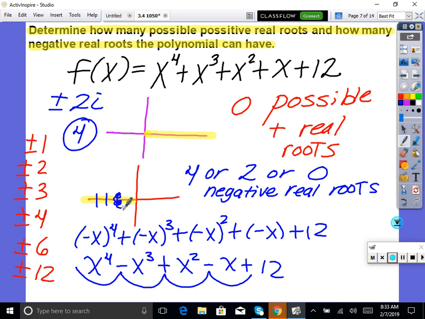So if there were 4 real crossings, that means there would be no imaginary roots, correct? If it crosses twice, how many imaginary would we have? 2, right? 2 imaginary. If it crosses twice, those are real. And if it crosses 0 times, that means we have 4 imaginary, which makes sense because it's a group of imaginary, a group of imaginary. So that's why they go down in 2s, conjugate pairs of imaginaries.